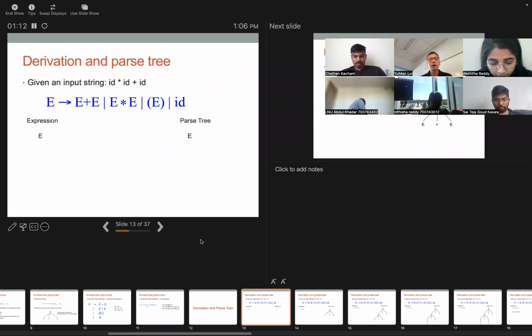Okay. So the expression is starting from the start symbol. Here we only have one production rule. So start with E. So the left-hand side, we have expression E. On the right-hand side, the tree is starting from the root. So the root is also E. So far, so good. What is expression? What's a parse tree?